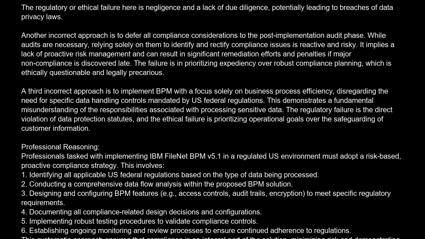4. Documenting all compliance-related design decisions and configurations. 5. Implementing robust testing procedures to validate compliance controls. 6. Establishing ongoing monitoring and review processes to ensure continued adherence to regulations. This systematic approach ensures that compliance is an integral part of the solution, minimizing risk and demonstrating a commitment to regulatory obligations.